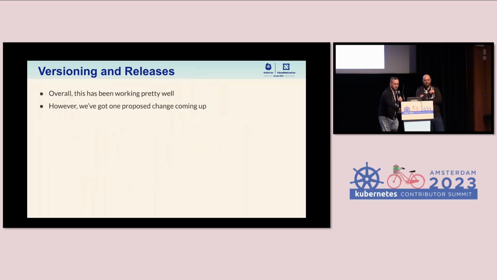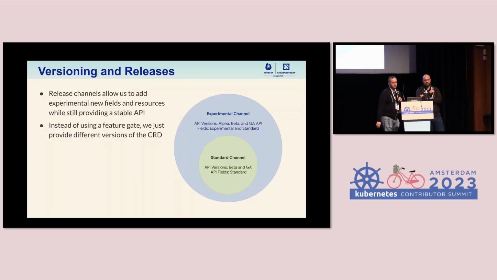So, one clarification on the experimental and stable channels. Did I understand it correctly that they are two different CRDs? Yes. There are two different custom resource definitions, both of which have the same group, kind and version, and the experimental ones just have more fields in them, right?